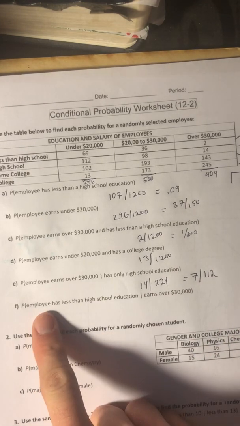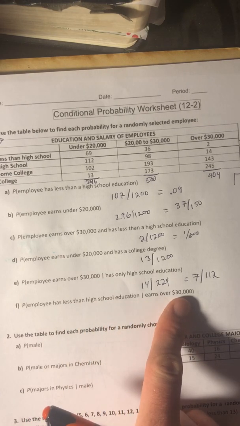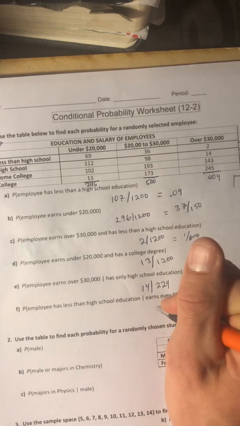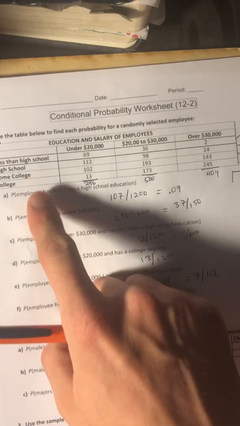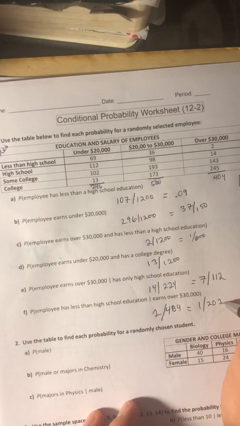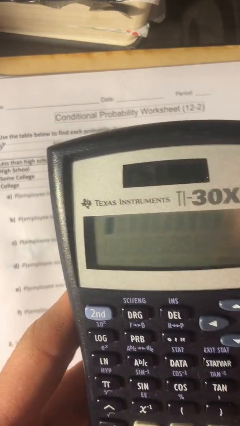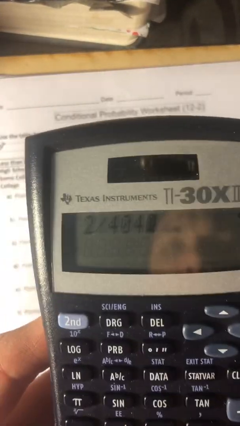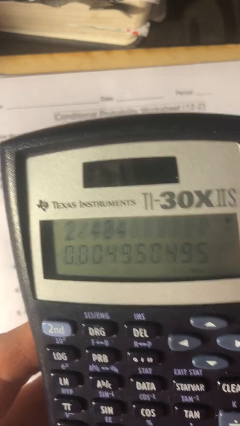112. F. Probability an employee has less than a high school education, given that they earn over 30,000. So how many people earn over 30,000? 404 is my denominator, and has less than high school education is 2. So that'll be 1 out of 202. And again, if you want to change that to a decimal, 2 out of 404 would give you the same decimal as 1 over 202. Okay? All right.